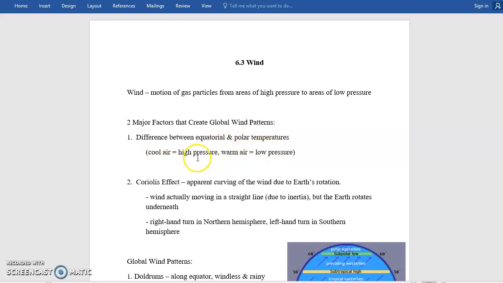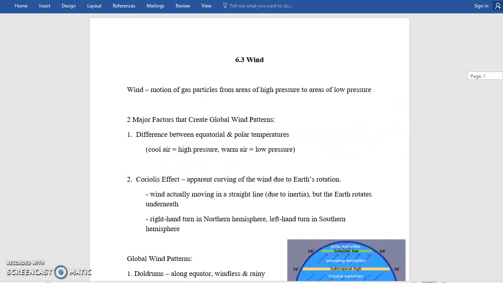The cooler area is a high pressure zone and the warm area is a low pressure zone. And so the higher the difference, the more substantial the change in temperature, the stronger the wind. The other factor is the Coriolis effect.